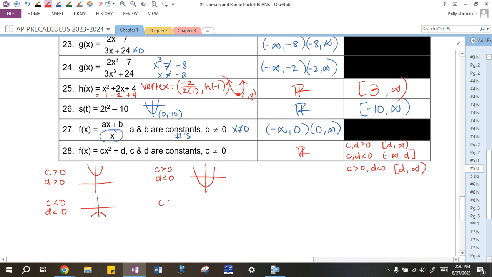Last scenario, what if C is less than 0, D is greater than 0? The graph opens down, but it's been shifted up. If C is less than 0 and D is greater than 0, the graph goes from negative infinity up to D. Kind of tricky, right? Good to think about all these scenarios. Maybe you thought of one in your head. I'm assuming if they're both positive, maybe. But it just says C and D are constants. It doesn't say that they have to be positive.